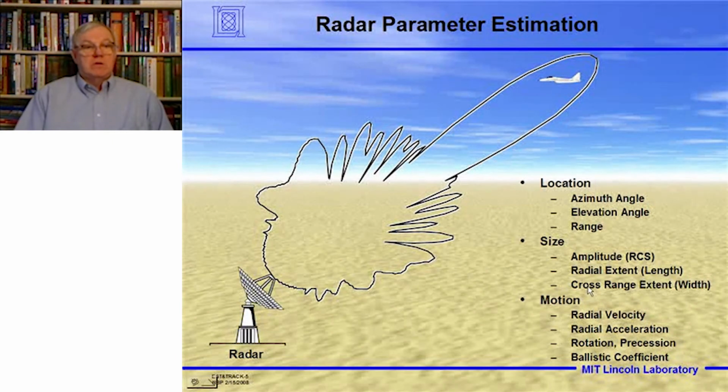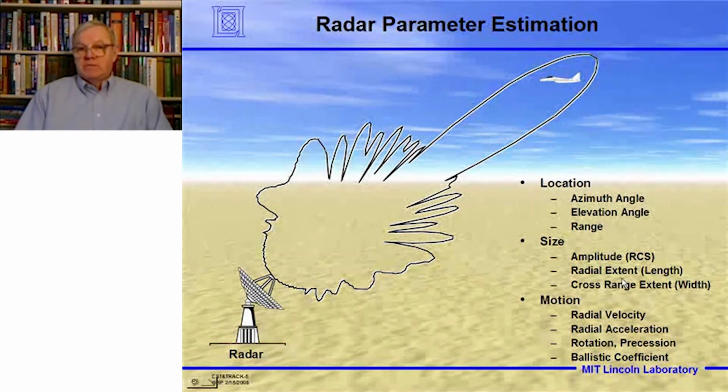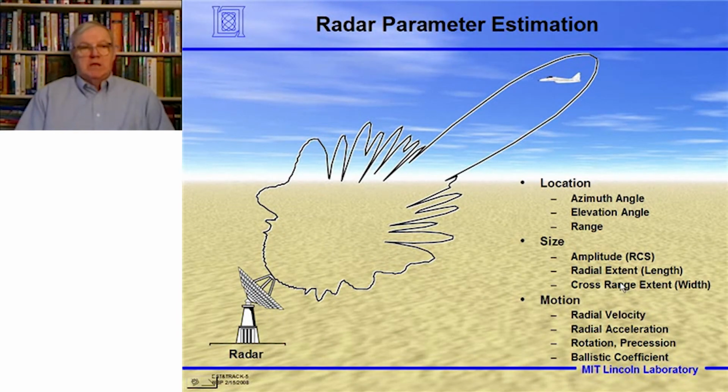And we can measure the cross range through Doppler estimation techniques and imaging techniques, which I won't get into right now, but we can estimate the size of the target. We can also make estimates about the target's motion. Direct measurements of the target's radial velocity come through the Doppler effect. We talked about that earlier.